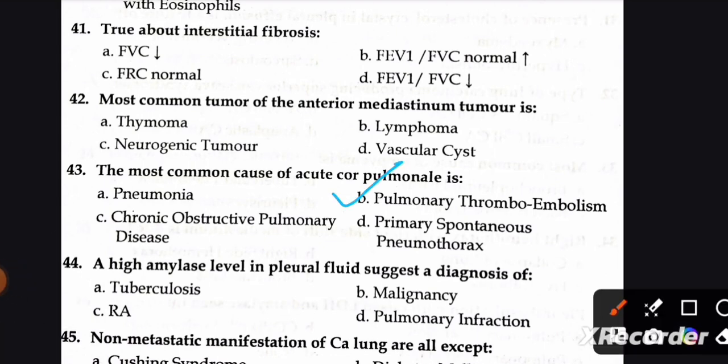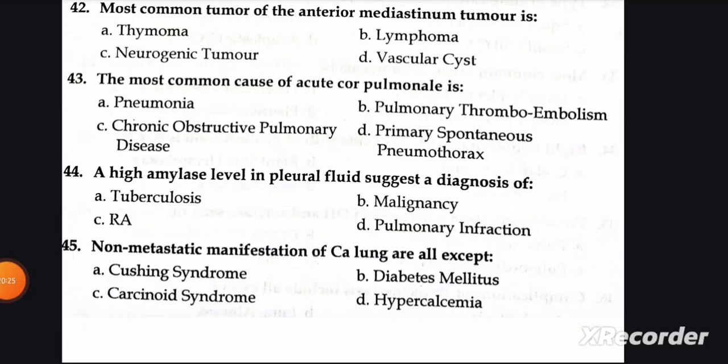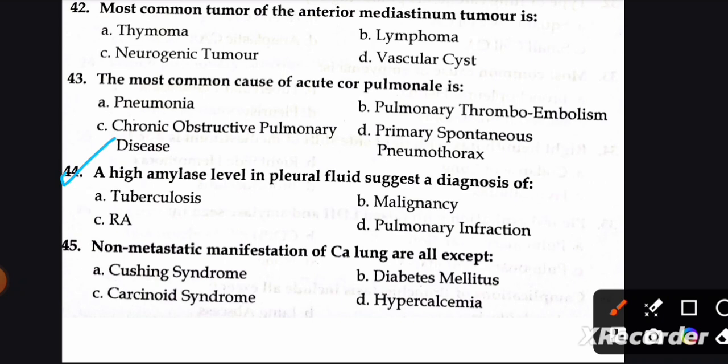Next question is high amylase level in pleural fluid suggests a diagnosis of A tuberculosis, B malignancy, C RA, and D pulmonary infection. So right option is B, malignancy.